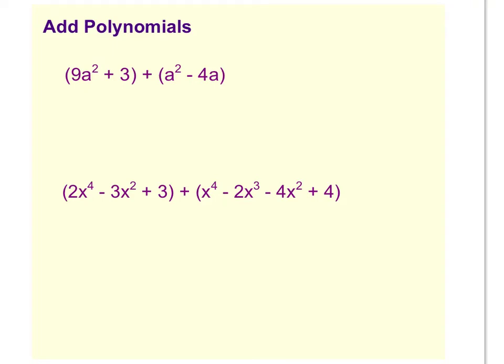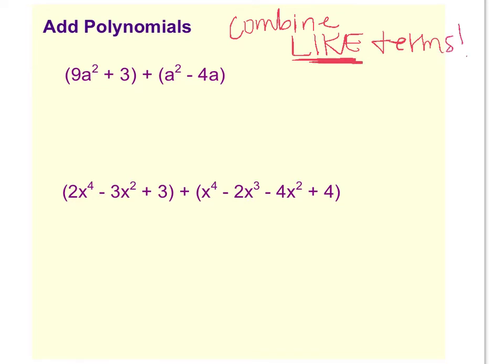In this video we're going to go through adding polynomials, and the main thing to remember when you add polynomials is that it comes down to combining like terms. A like term is a term that has the exact same variable and the exact same exponent. So when it's addition, we can see we have addition in between these two polynomials. What we're going to do is find the like terms.